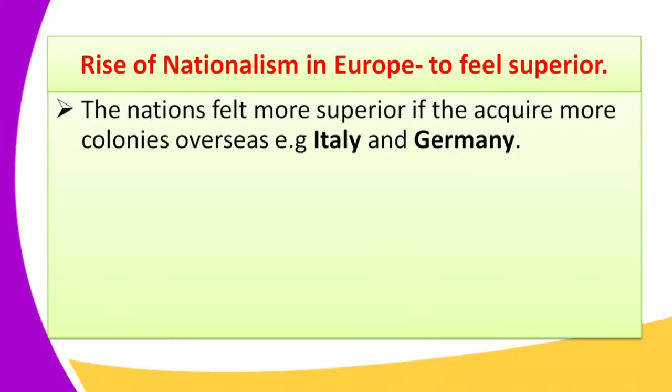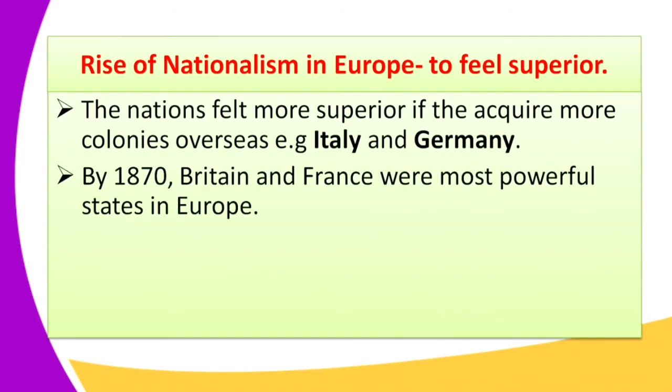So nations felt more superior if they acquired more colonies overseas, or rather outside Europe. Examples of these countries are Italy and Germany, the countries in Europe that actually wanted to get their own colonies. So by 1870, Britain and France were the most powerful states in Europe.